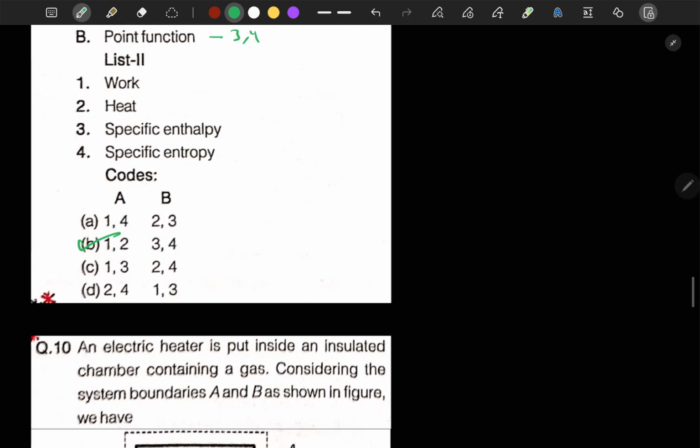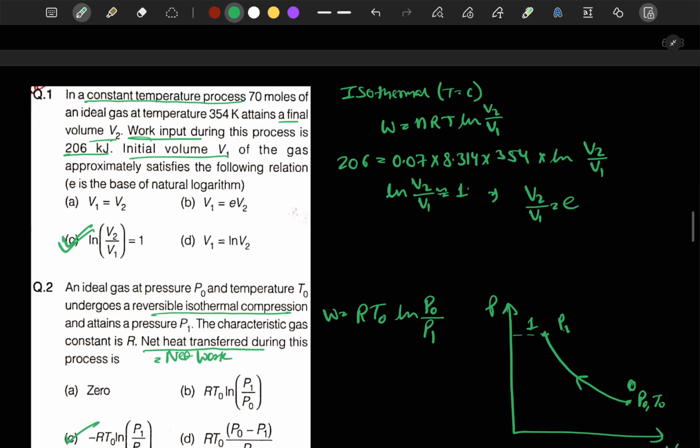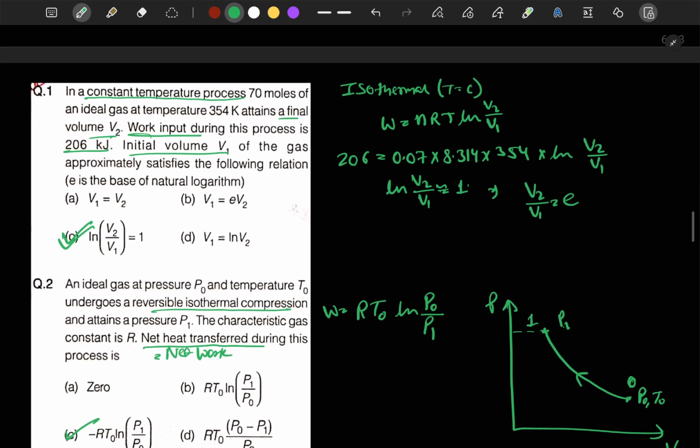Okay, there is one mistake I made earlier, I think, in question number 1. It is given as work input during the process. So work input should be minus 206. So we will get minus ln v2 by v1, and so v2 by v1 is equal to 1 by e, and hence we will get v1 is equal to e times v2. That is option B, and note this option C. You should correct this option. Okay, sorry for the inconvenience.